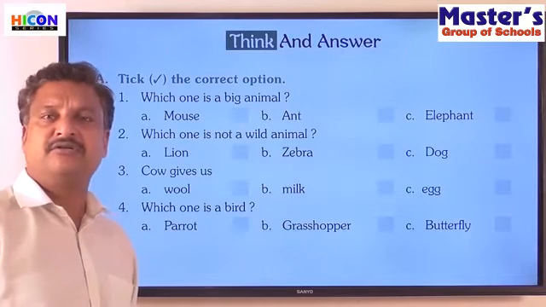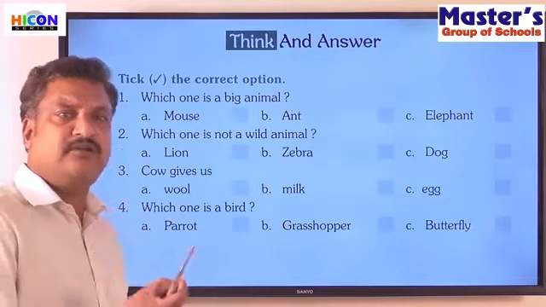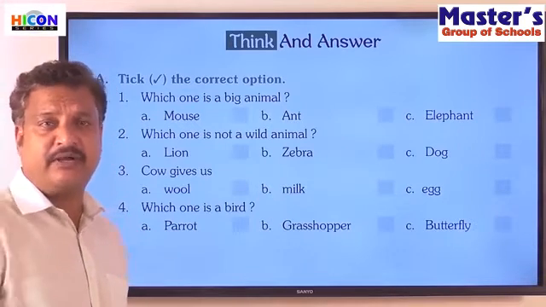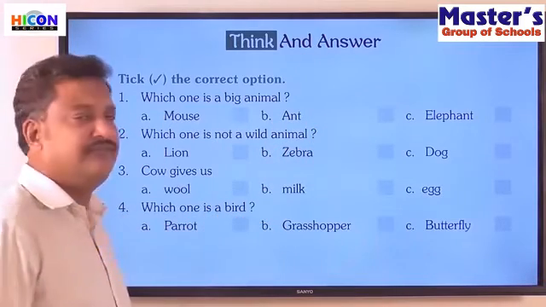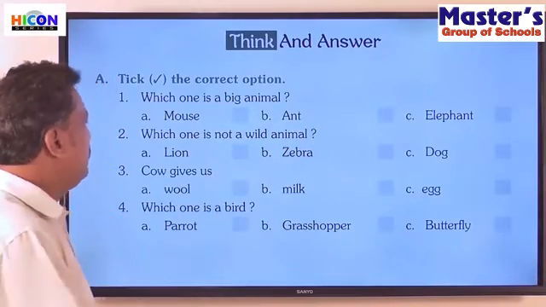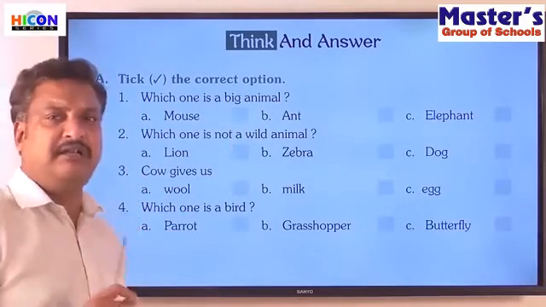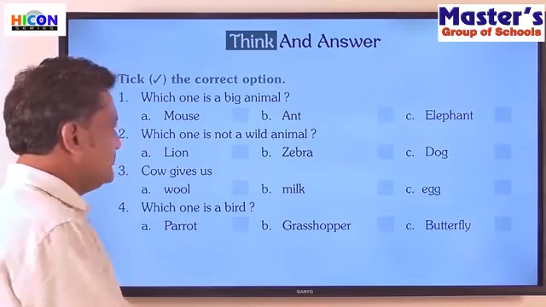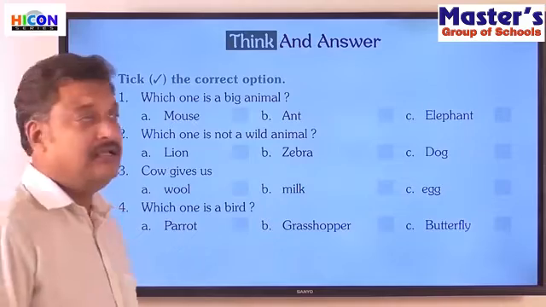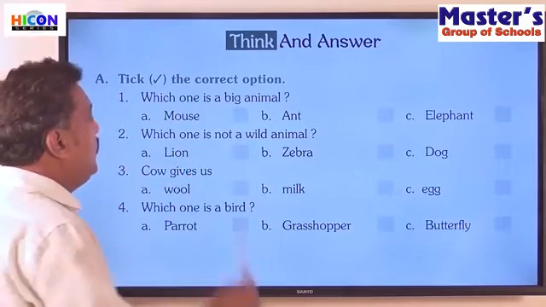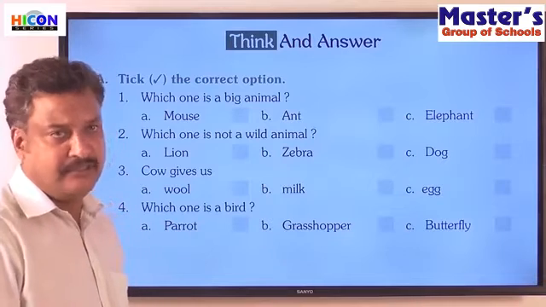Now, which one is a big animal? So we have learned it. Different kinds of animals are there. Some are big, some are small. Very small animals are also there, like insects, right? So we have 3 options here: a mouse, an ant, and an elephant. So we know mouse is a small animal. Ant is still more small an animal, and that is called an insect. Elephant is the largest animal on land, isn't it? So which one is a big animal? Elephant is a big animal.